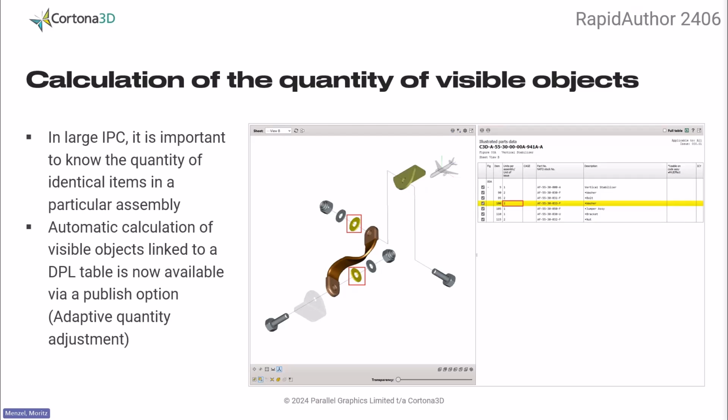As you can see, hopefully, in the screenshot, the model shown on the left has two groups of pretty much identical washers. The difference is quite difficult for us to see, but the DPL table counts them correctly. That's the highlighted line showing the two washers.